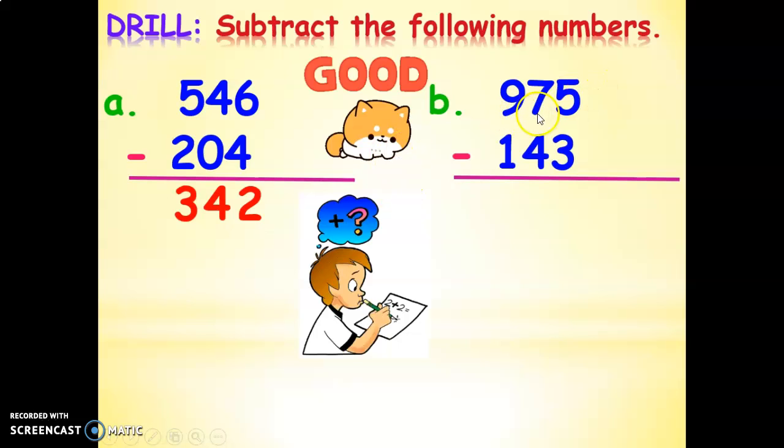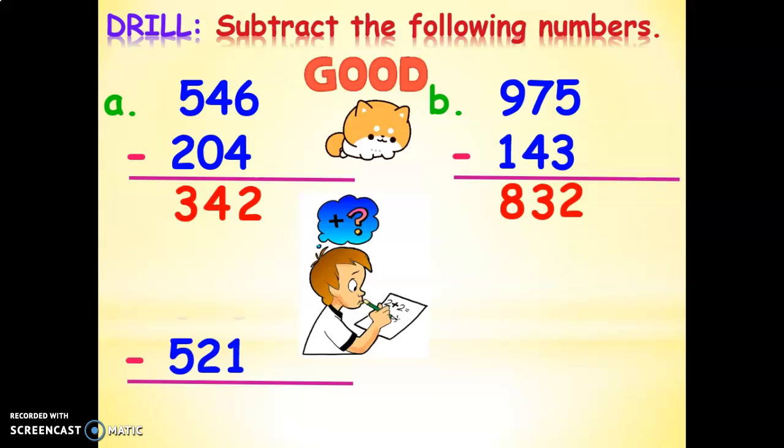Now let's see the correct answer for letter B. We have 975 minus 143. Starting from the place value of ones, 5 minus 3, the answer is 2. Moving on with the place value of tens, 7 minus 4 equals 3. And for the place value of hundreds, 9 minus 1 equals 8. Our final answer is 832.